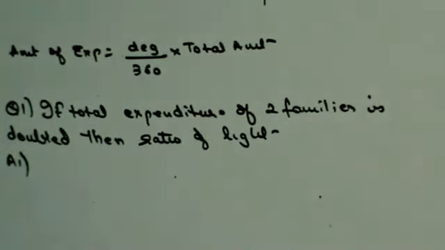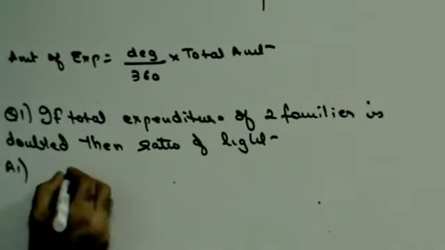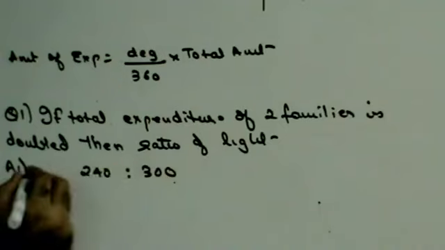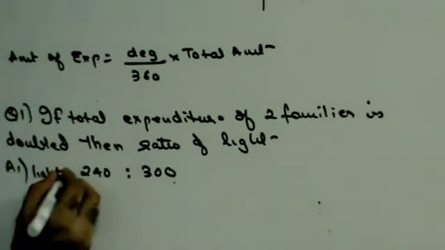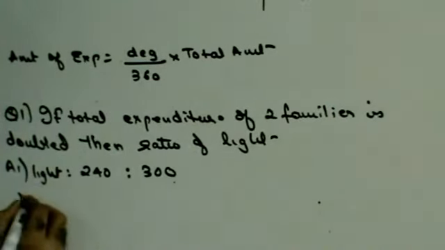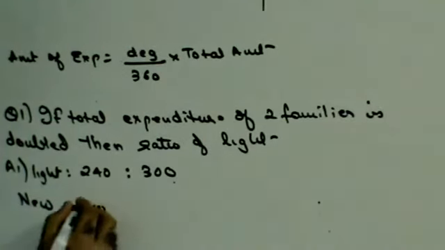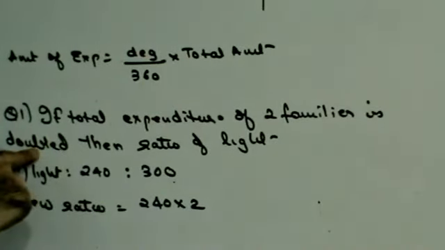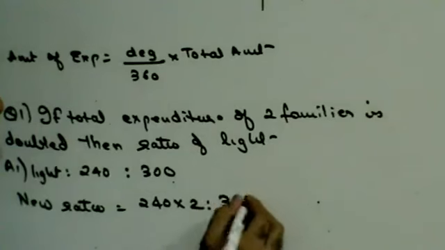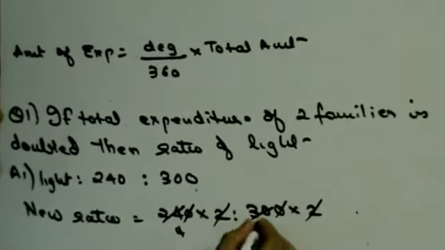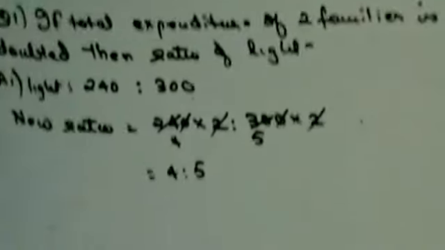Now let's see this. Presently family A and family B light expenses are 240 is to 300, right? Since I'm doubling both of them, I'll have to multiply both by 2. So the new ratio will be 240 into 2. Why am I multiplying by 2? Because they are specifically saying that I'm going to double the expenses. 300 into 2. 2 and 2 get cancelled. 0, 0 gone. 6 4s are 24, 6 5s are 30. The ratio will be 4 is to 5. The ratio of light will be 4 is to 5.